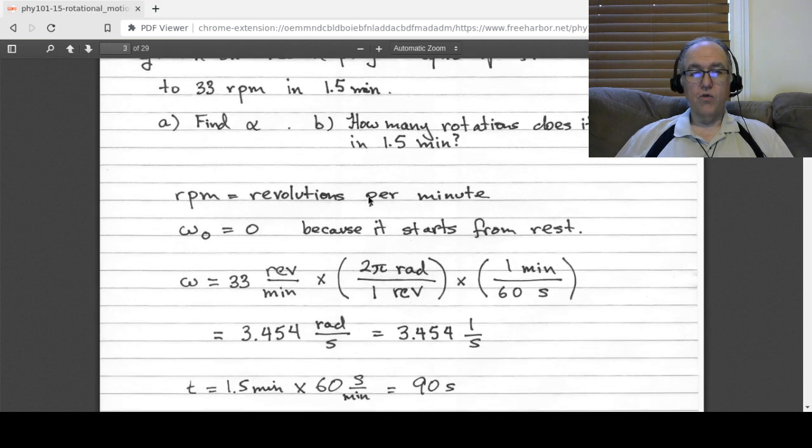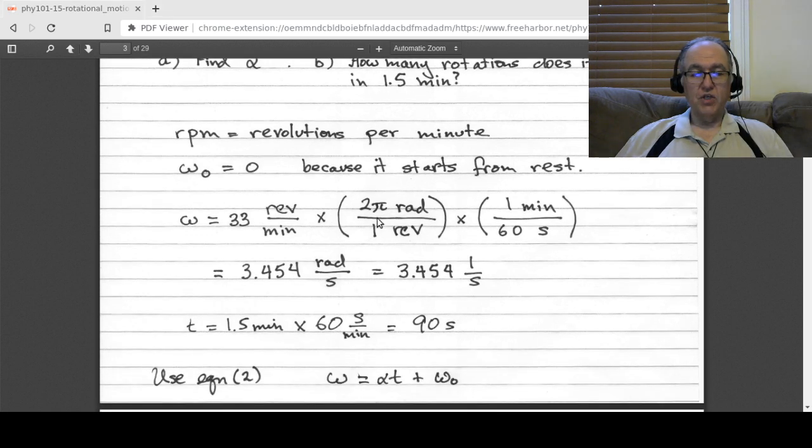Great. So making our conversion fraction, we have revolutions in the numerator, so put one revolution in the denominator. One revolution is equal to 2 pi radians, and that'll eliminate revolutions and introduce radians. And the other one is obviously you want to go from minutes to seconds, so 1 minute is divided by 60 seconds. We'll do the conversion. The revolutions cancel and give you radians, the minutes cancel and give you seconds, so you get radians per second, and it turns out to be 3.454 per second.